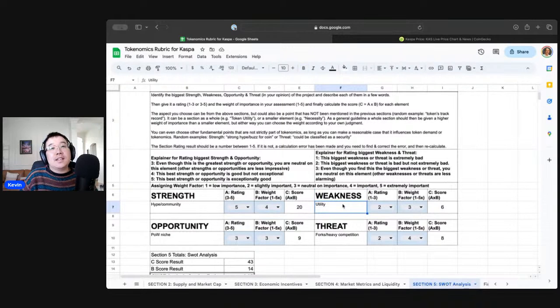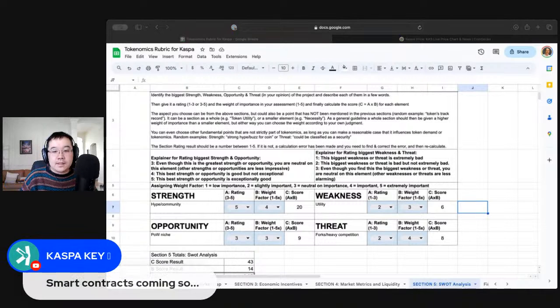Weakness, I'm giving it utility because there's not as many things you can do as on other layer 1s. I mean, that shouldn't be that controversial, right? Other ones are much more robust in their ecosystems and their dApps and everything else. It's much more fleshed out. So I'm giving this a 2. It's not extremely bad, but it's definitely a weakness. And I'm giving this a 3 personally, in terms of weight factor. Yeah, I mean, it's coming, but right now it's not there. So that's why I think it's very fair to put that as a weakness currently.